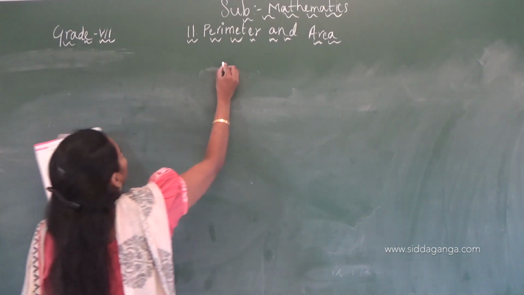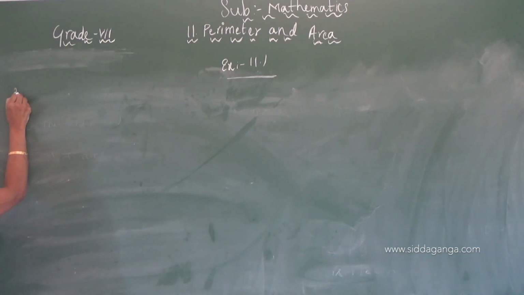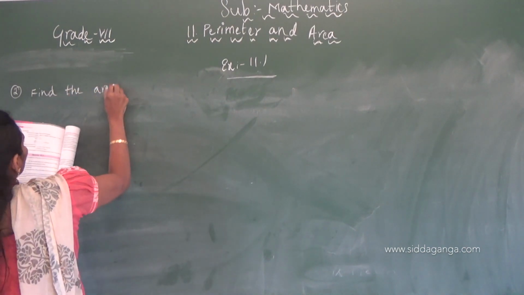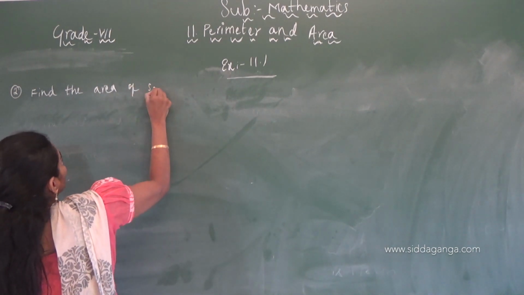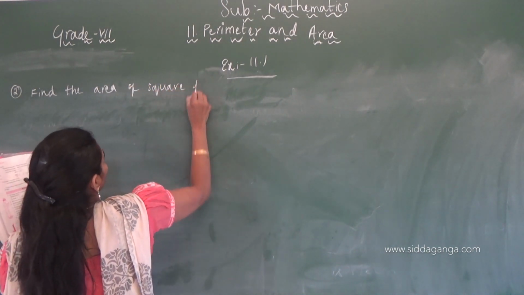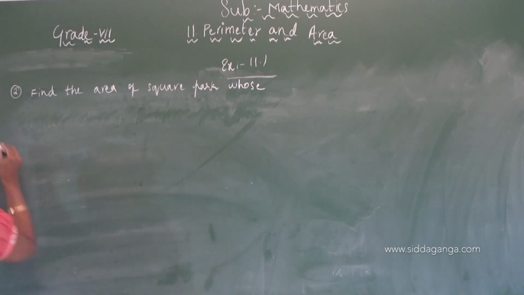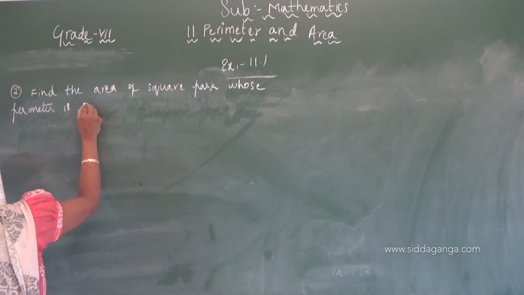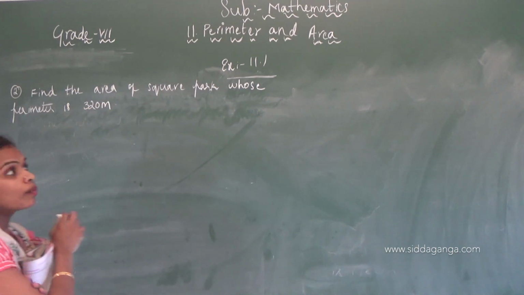Okay, next question. Find the area of a square park whose perimeter is 320 meters. Here, what are they giving in the question?